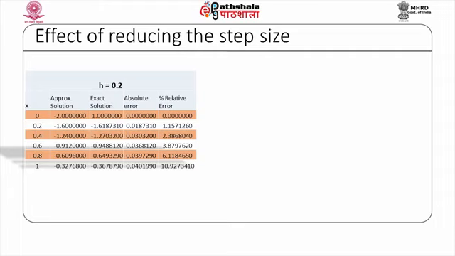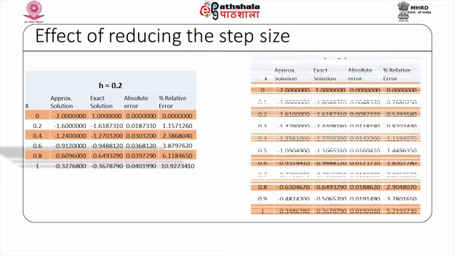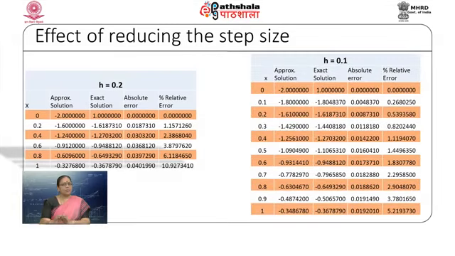At x equal to 1, the approximate solution is minus 0.3276890. So, we get the absolute error and the percentage relative error, which is of the order of almost 11%. If we reduce the step size, h is 0.1, see the error is of the order of h square, we have ignored h square terms.